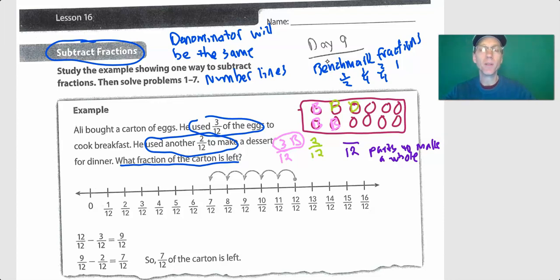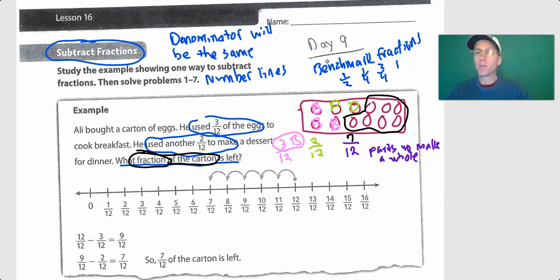What fraction of the carton is left? Well, the fraction that's left is all this part right here. Now notice it doesn't say how many eggs are left. That's a different question. If it asked how many eggs are left, you'd count 1, 2, 3, 4, 5, 6, 7. It'd be 7 eggs left. That would be fine, but it's asking what fraction of the carton, in other words, what part of the whole. So what's actually left is 7/12. So we could do it that way.